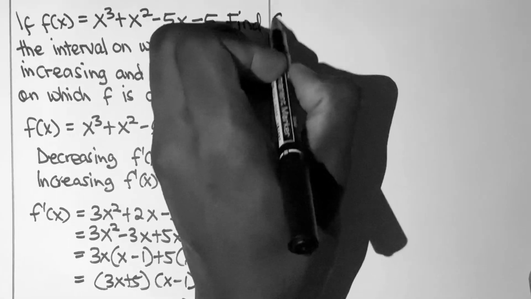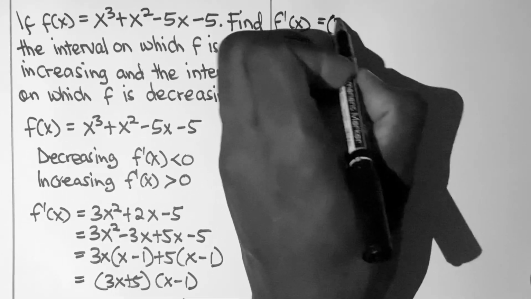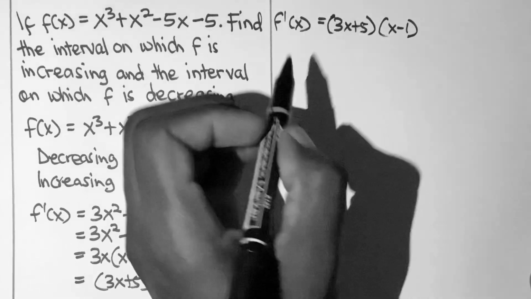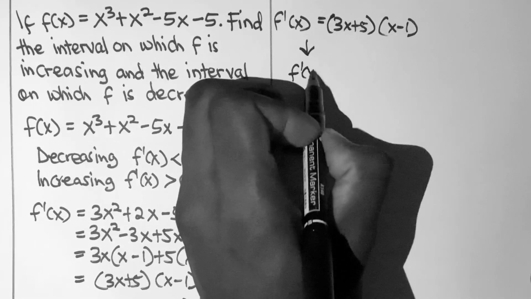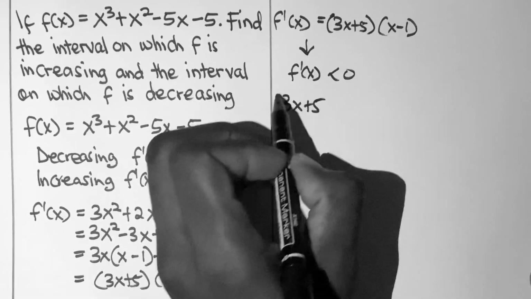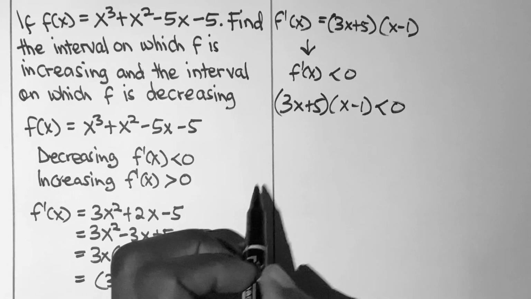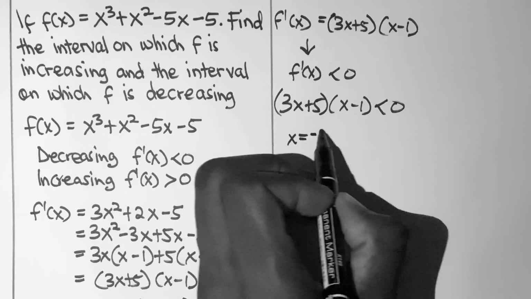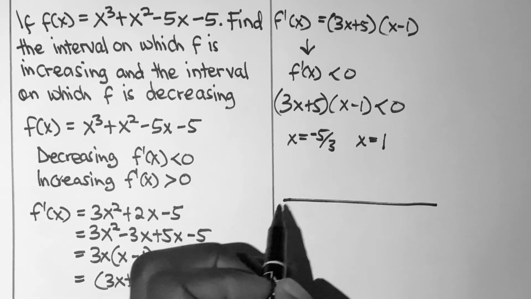So let me repeat f prime of x here. f prime of x is equal to, in one bracket, 3x plus 5, then in another bracket, x minus 1. But we said for the interval for which f of x is decreasing, f prime of x must be less than 0. This implies that 3x plus 5 times x minus 1 is less than 0. So in this case, you can see that the critical points are x equals minus 5 over 3 and x equals 1. So let's draw a number line here.